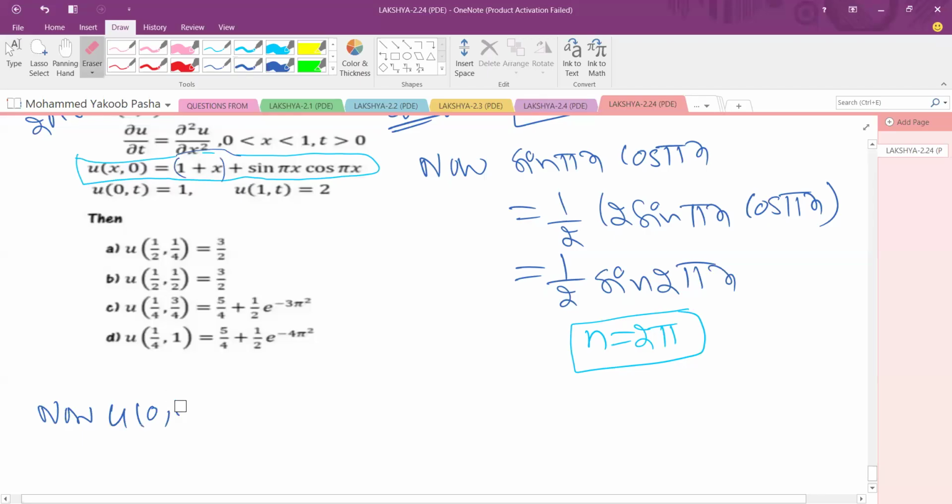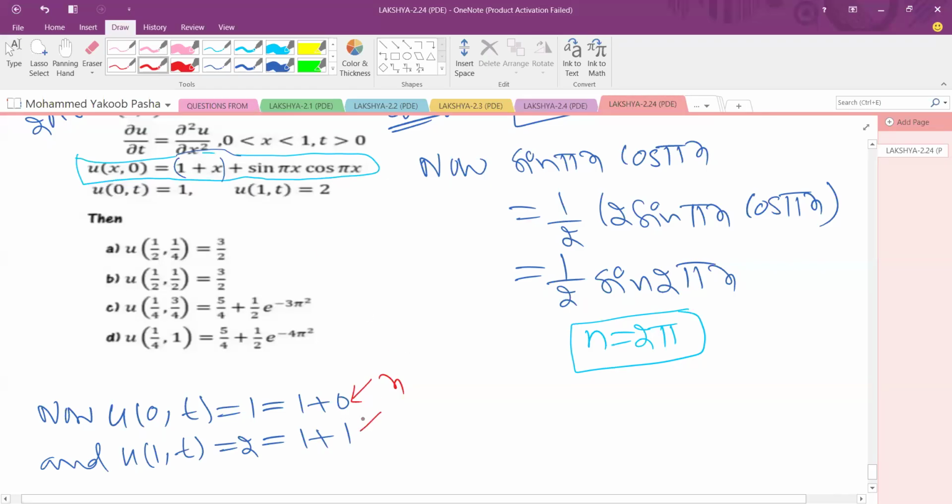U of 0 comma t is equal to 1 can be written as 1 plus x form, 1 plus 0. Okay, this 0 is my x, and similarly u of 1 comma t is equal to 2 can be written as 1 plus 1. Okay, so what is my x here? X.